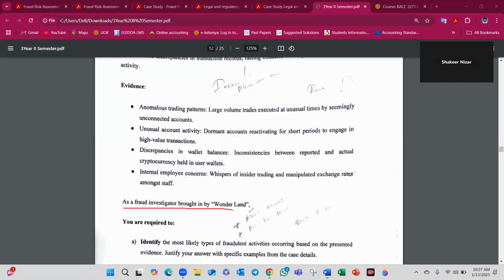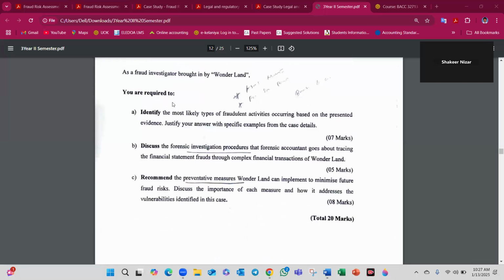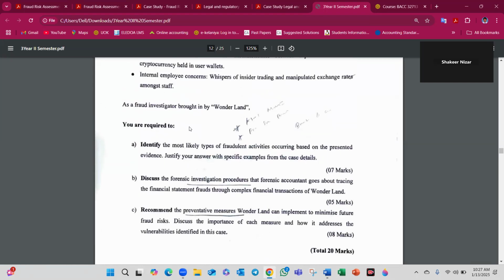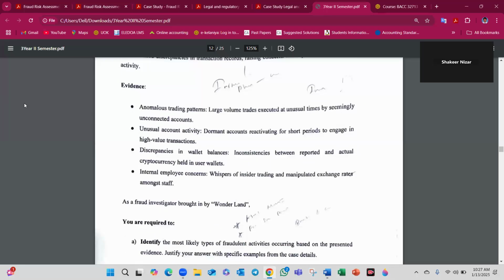You are the fraud investigator brought in by Wonderland. Firstly, you are required to identify the most likely type of fraudulent activities occurring based on the presented evidence. Justify your answer with specific examples from the case details. Identify the most likely type of fraudulent activities. Here, sometimes money laundering can be there.